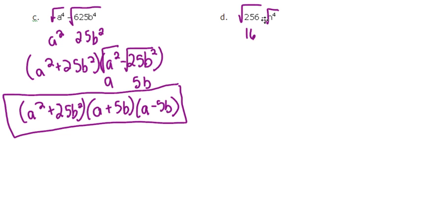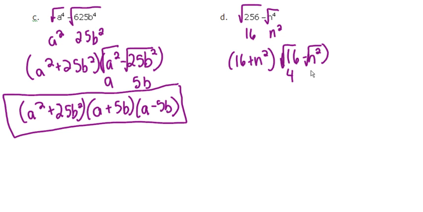The square root of n to the 4th is n squared. So I have 16 plus n squared. Remember, we always go in the order that we're given. 16 minus n squared. This has two terms but a plus sign, so we can't do that. This one has two terms and a minus sign, so we check for perfect squares again. 16, the square root is 4. N squared, the square root is n. So I have 4 plus n, 4 minus n. Over here, I bring down the 16 plus n squared. And there's my answer.